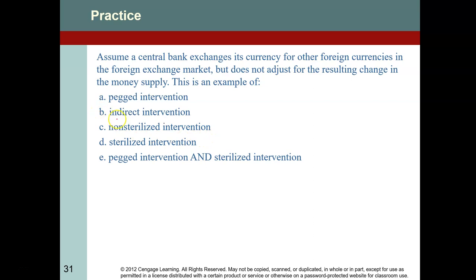Okay, so definitely not B, not A, not E. It should be C as our correct answer here. Non-sterilized intervention does not adjust for the resulting change in the money supply. Sterilized intervention does.